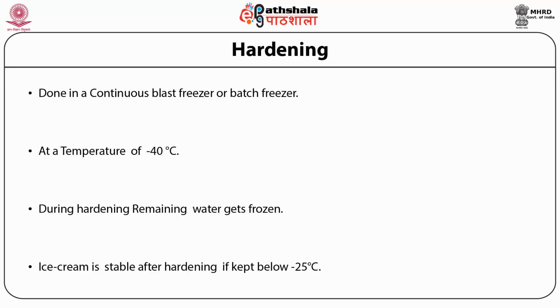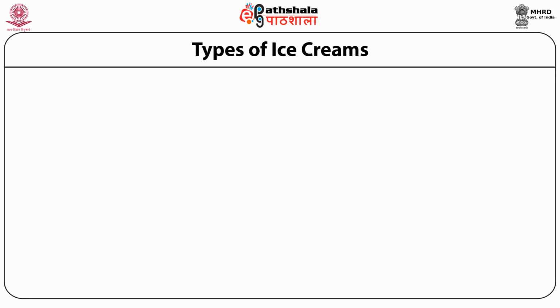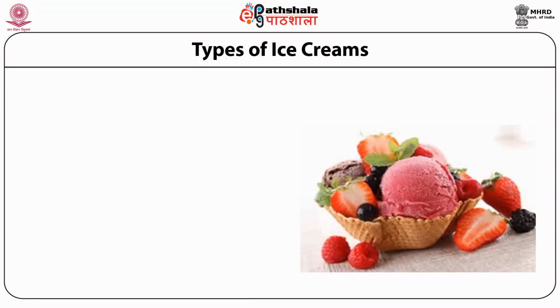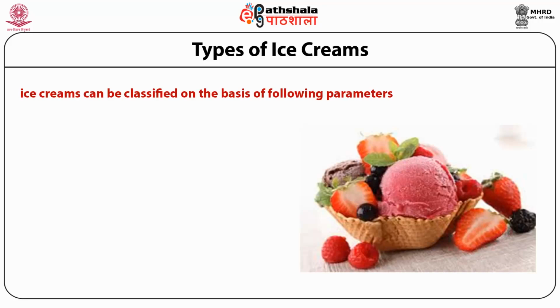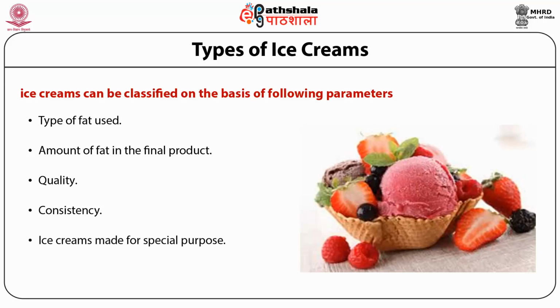After going through ingredients and process of ice cream making, let us know about types of ice cream. You know that there are various types of ice creams available in the market. These ice creams can be classified as per type of fat, amount of fat, quality, consistency, special purposes, and of course, description of ice cream is incomplete without a mention of different frozen desserts. After knowing different varieties of ice cream, let us proceed to varieties as per type of fat used.